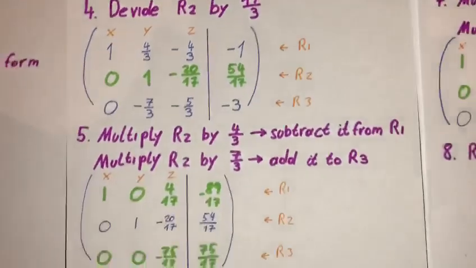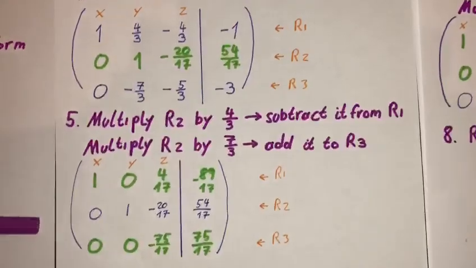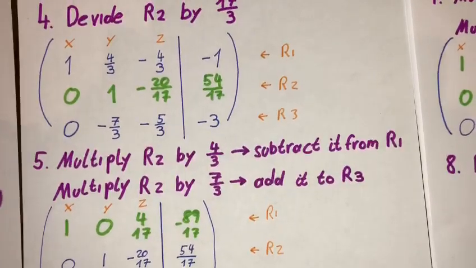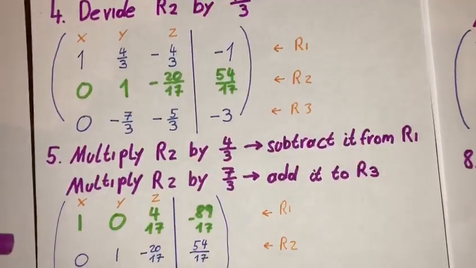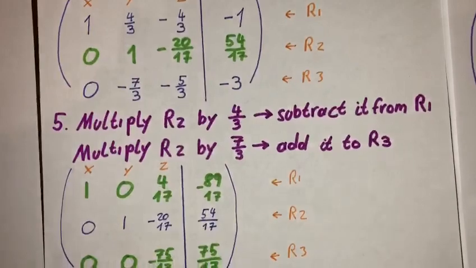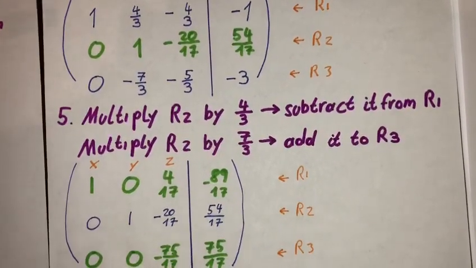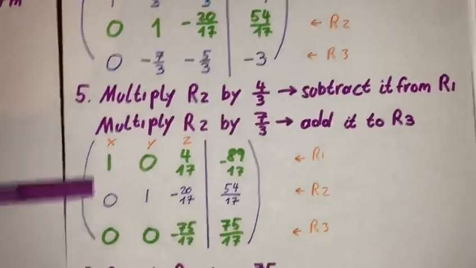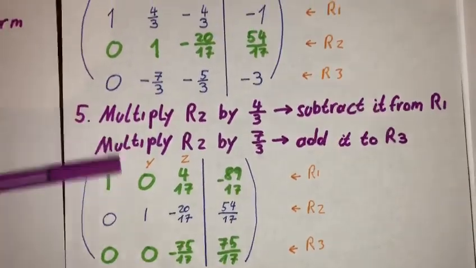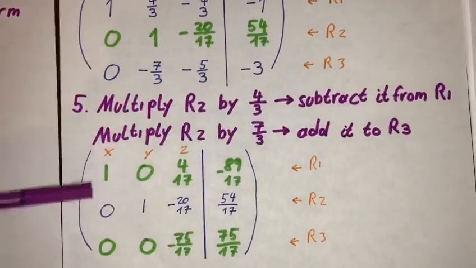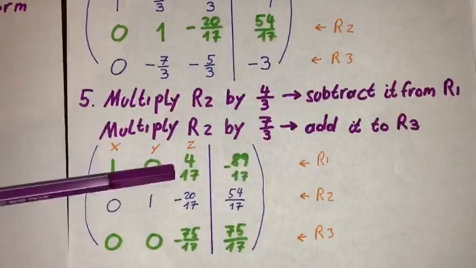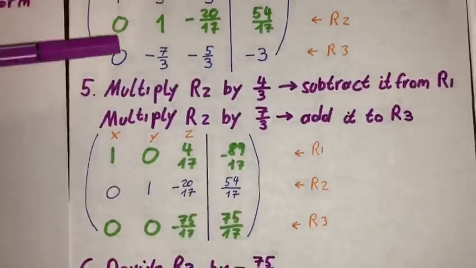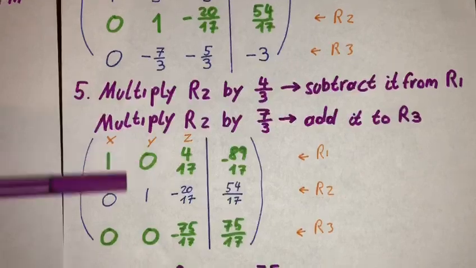The next step will be to multiply the second row by 4 thirds and subtract it from row number 1, and to multiply row number 2 by 7 thirds and add it to row number 3. This will allow us to get to the results we have down here, because as mentioned at the start, we want to have those values at 0. Through this step, we will get a 0 here and here.